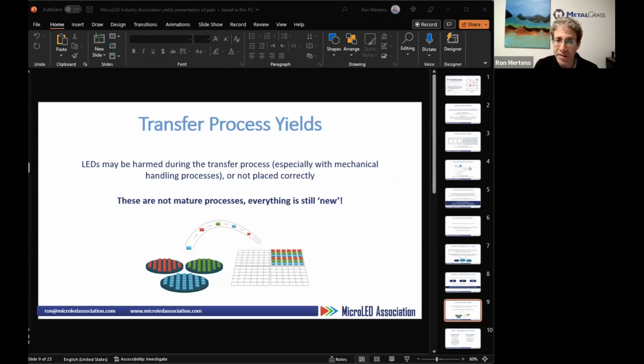This has to be extremely precise. You have to have very good alignment. Otherwise, again, you're going to have defective areas or single LEDs.